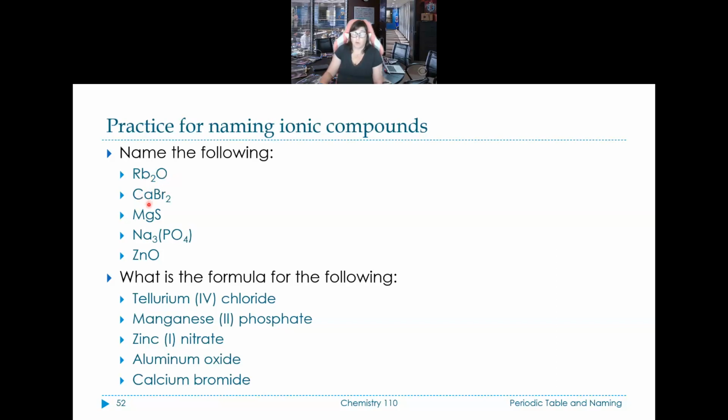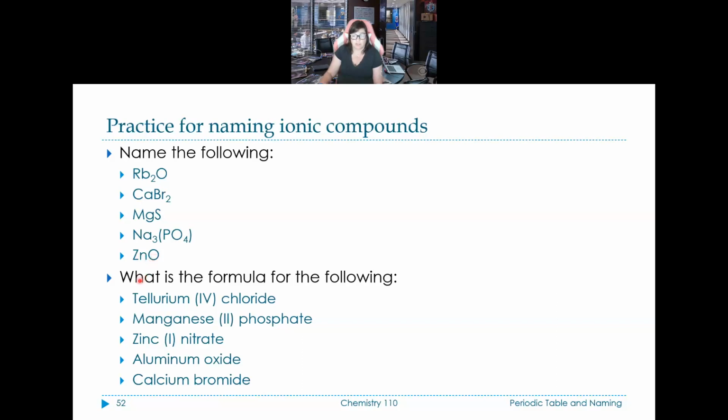This is calcium, this is bromine. We changed that to bromide, so it's calcium bromide. This is magnesium. This is sulfide, because we put it at the end, so sulfur becomes sulfide, so it's magnesium sulfide. This is sodium. This is phosphate. Since this is a 3 minus and this is a +1, the only way they can come together is Na3PO4, and so we call that sodium phosphate. ZnO is zinc oxide. Now, I know from looking at that since O is 2 minus, this Zn has to be a 2 plus, but it's still zinc oxide.